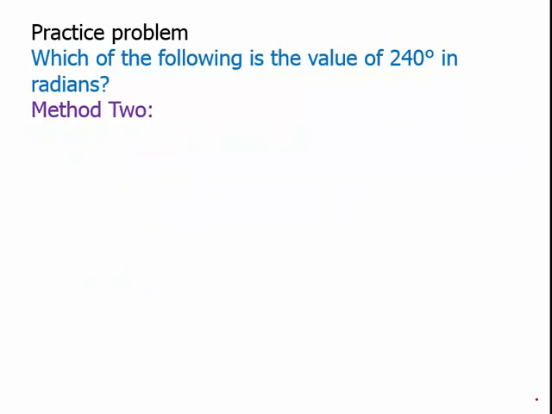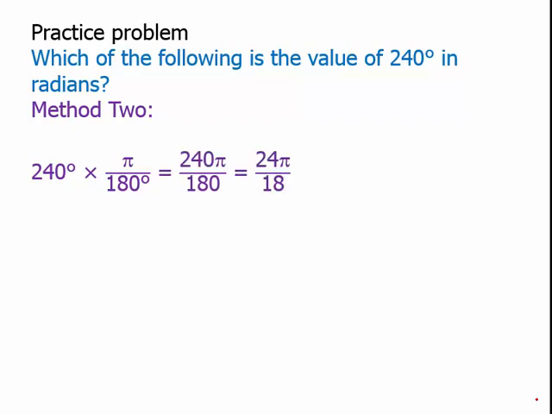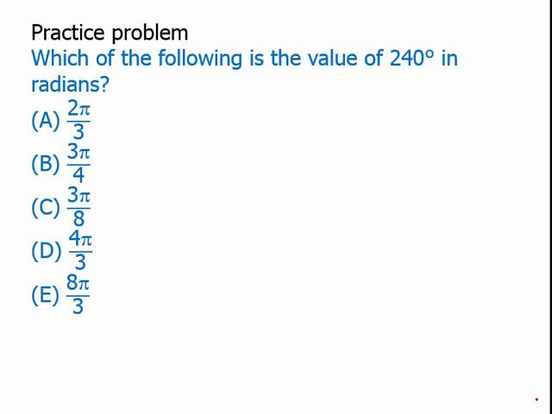Method 2 would be the more methodical method to take that number and multiply by pi over 180. When we multiply, we cancel the zeros, then we cancel a factor of 6, and we get 4 pi over 3. And so it turns out that the answer is answer choice D.